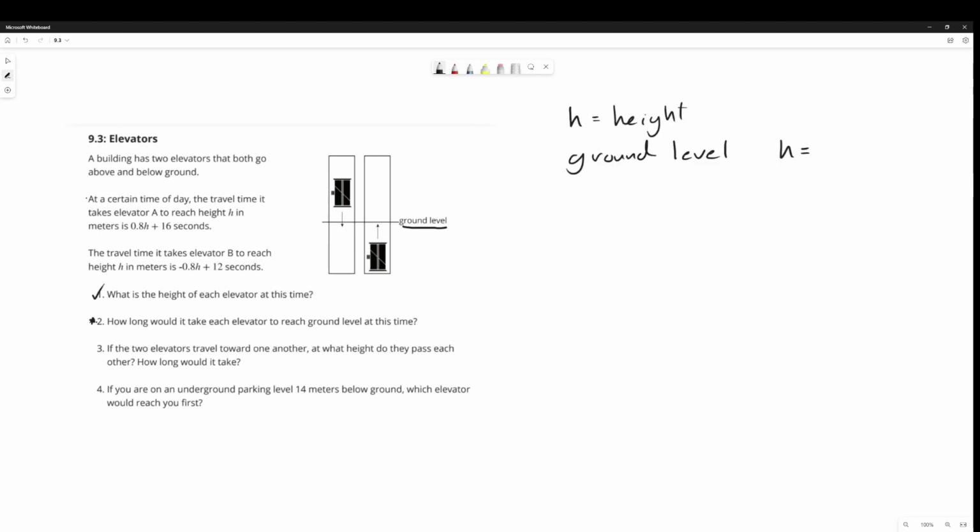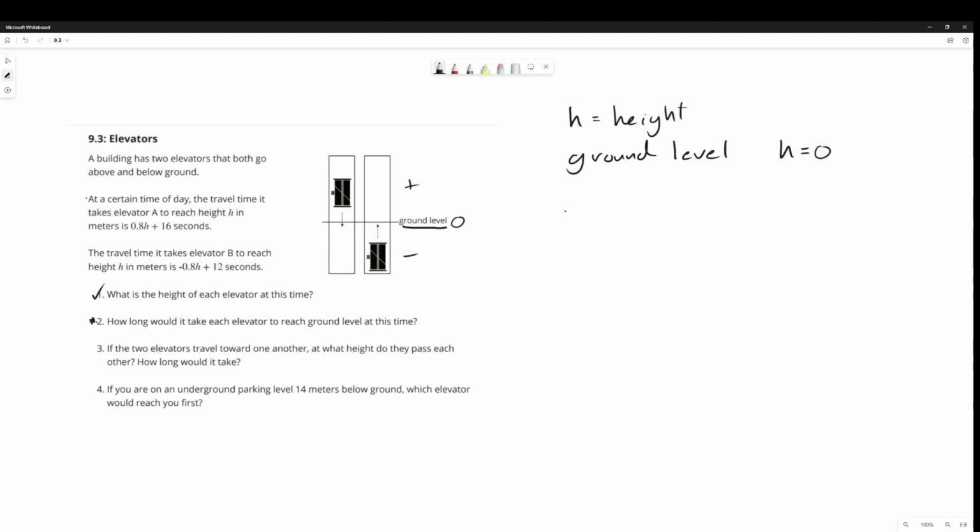All right, let's take a look at number 2. Number 2 says, how long would it take each elevator to reach ground level at this time? Our variable h is going to stand for height. So here's my ground level. Anything above ground level is going to be a positive number. Anything below ground level is going to be a negative number. And ground level is going to be my 0. So if I want to know when these elevators are going to get to ground level, I need to make my height 0.